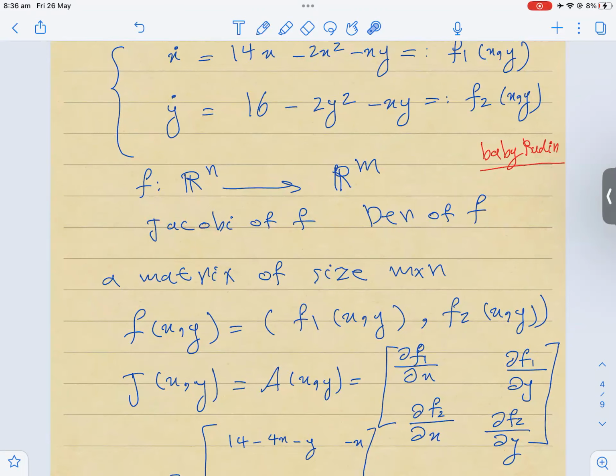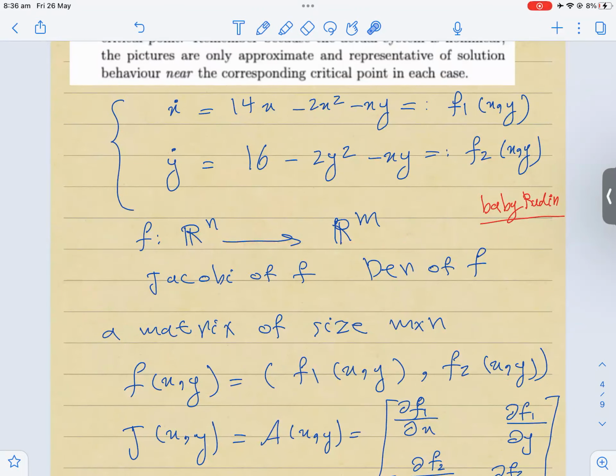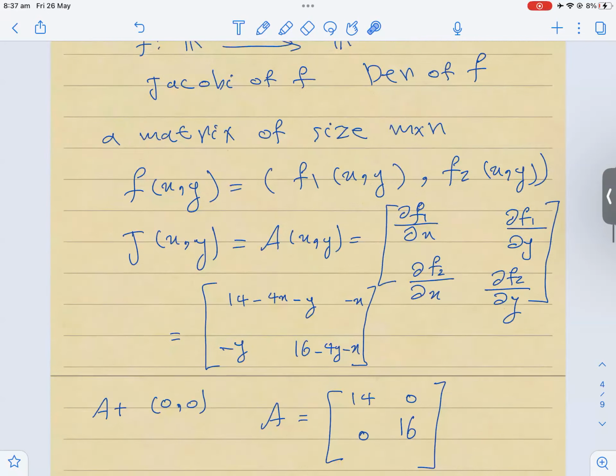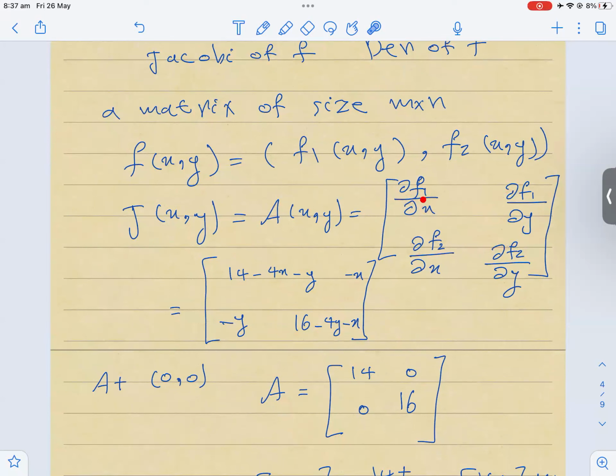All right. So for the Jacobi matrix, if you go from multi-dimension to multi-channel, the derivative matrix will be an M by N matrix. In this case, we have F1, F2, a function from 2 dimensions to 2 channels, so the derivative matrix will be 2 by 2. By knowing F1, F2 and taking partial derivatives in terms of x and y respectively, I will get this matrix. Now we will solve each critical point and obtain the corresponding derivative matrix.